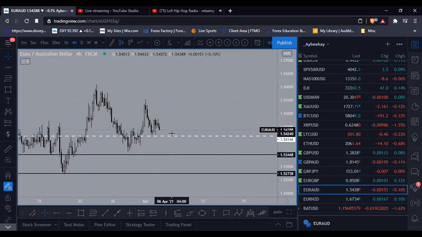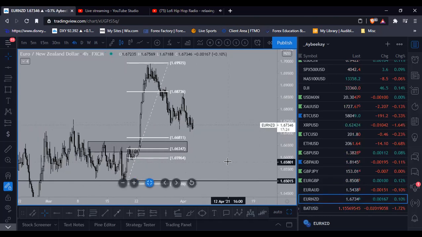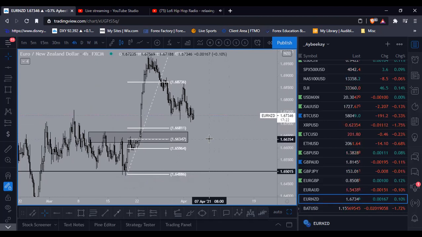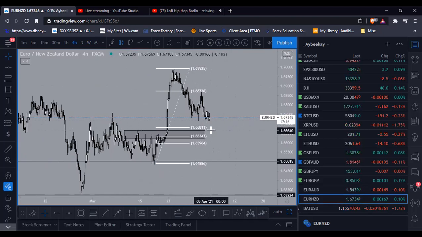1.54144 is where the first entry was at. If that gets stopped out again, guys, don't get in. And Euro NZD is slowly creeping back down to 1.66347, which is my buy entry. So I'm going to be watching for that. But until then, I'm leaving it alone.